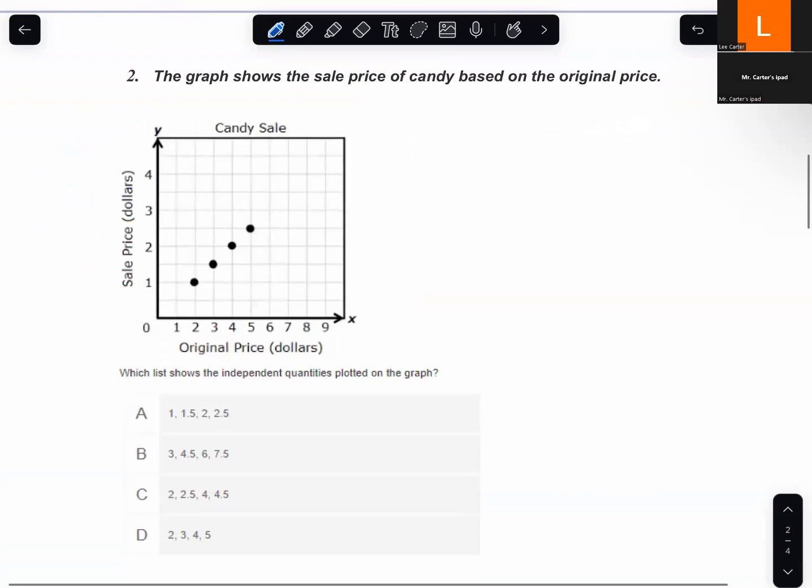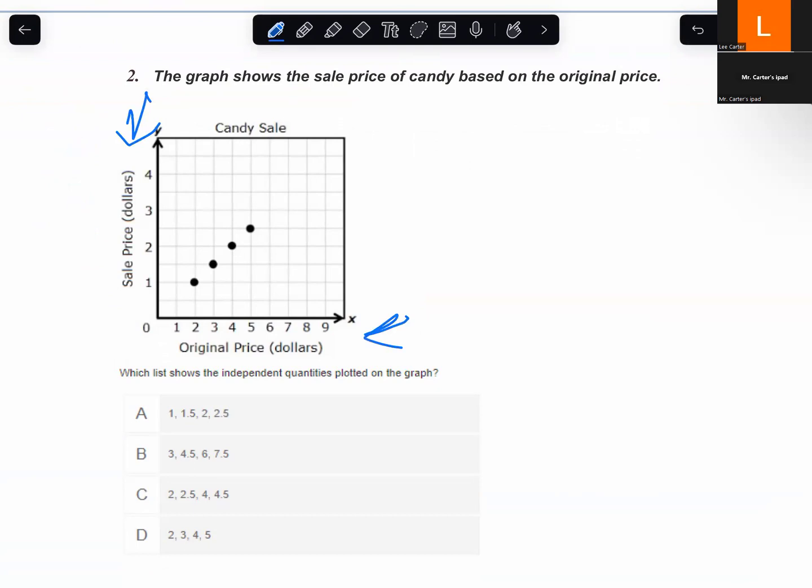Number 2, sell price of candy based on the original price. So the first thing you want to do is kind of look at your labels here, right? So we got this is the dependent and the independent. It's kind of weird to think about the original price, the sell price, depending, but whatever, you just go with what the problem said, right? So the independent quantities would be this. So those would be 2, 3, 4, and 5, which are right here. All right, the 1, 1.5, 2, 2.5, that's the dependent quantities. So notice this is by half. So 1, 1.5, 2.